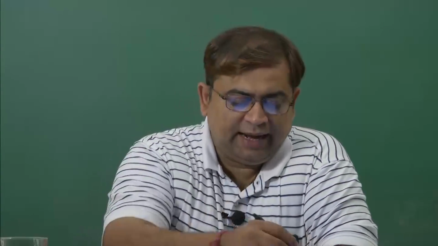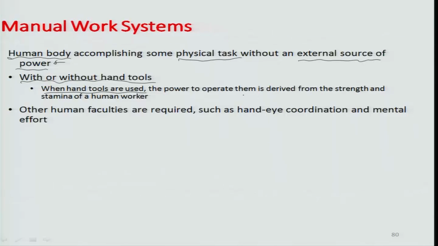This is one of the basic classifications: even if an operator uses a hand tool, it is still considered a manual system, because there is no separate power being given to that system to accomplish its task. It is only the human power which is involved. When a hand tool is used, the power to operate it is derived from the strength and stamina of the human worker. That is why it is considered a manual work system.